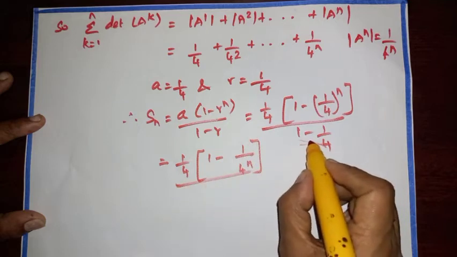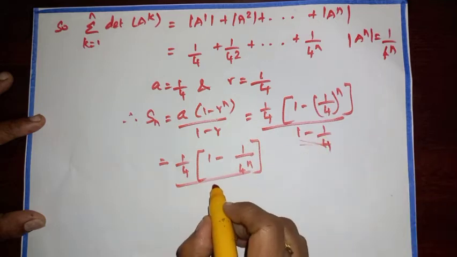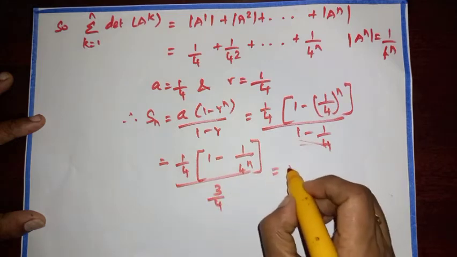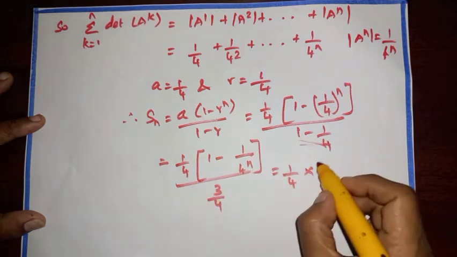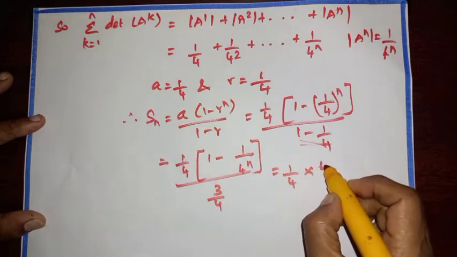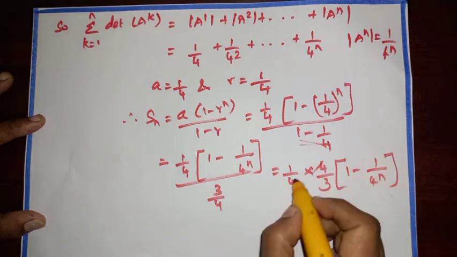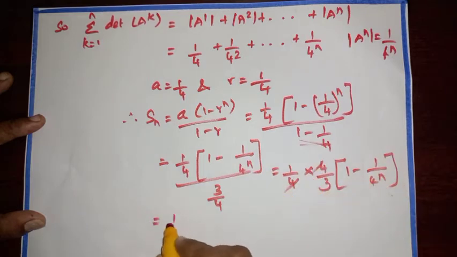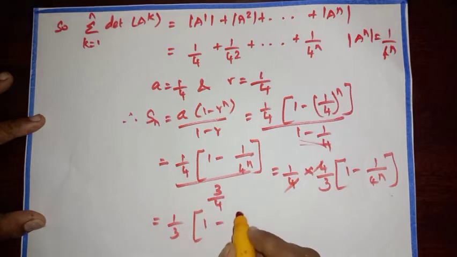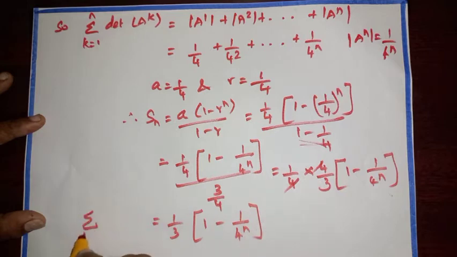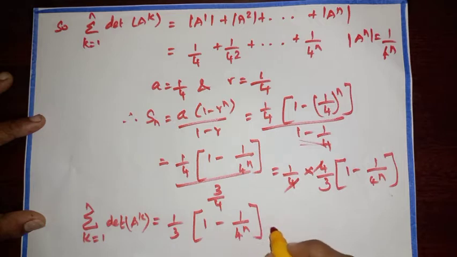In the denominator, if you are taking LCM, 4 minus 1 is 3, 3 by 4, which is equal to 1 by 4 into 3 by 4. When you are bringing it to the numerator, it will become 4 by 3 into 1 minus 1 by 4 power n. 4 and 4 will be cancelled. Then we have 1 by 3 into 1 minus 1 by 4 power n. So summation of k equal to 1 to n determinant of A power k is 1 by 3 into 1 minus 1 by 4 power n. Hence proved.